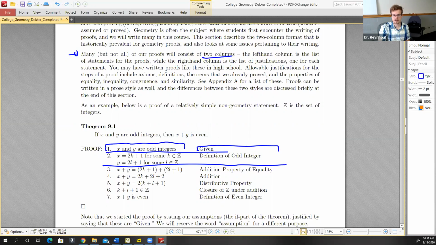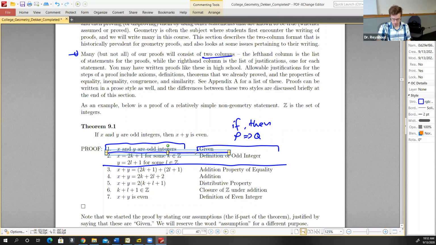So for this particular example, if x and y are odd integers, then x plus y is even. Notice this is an if-then statement, also written as P implies Q. So this is just a conditional statement, if-then. So if x and y are odd integers, that's what we're assuming to begin with. That's the given. We're given that x and y are odd integers. So you should always start with what's given.